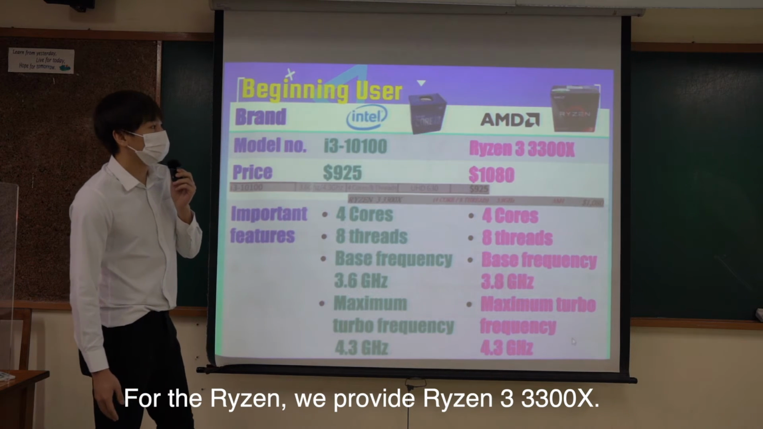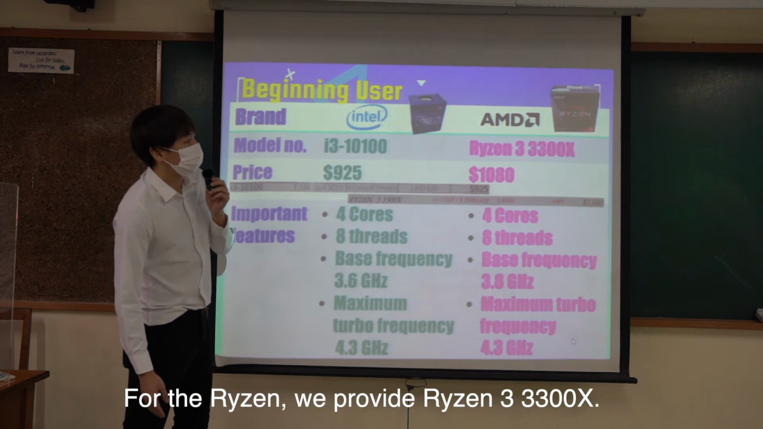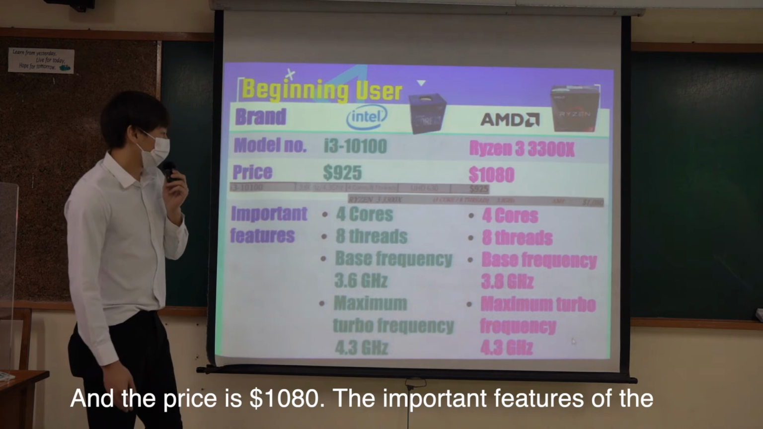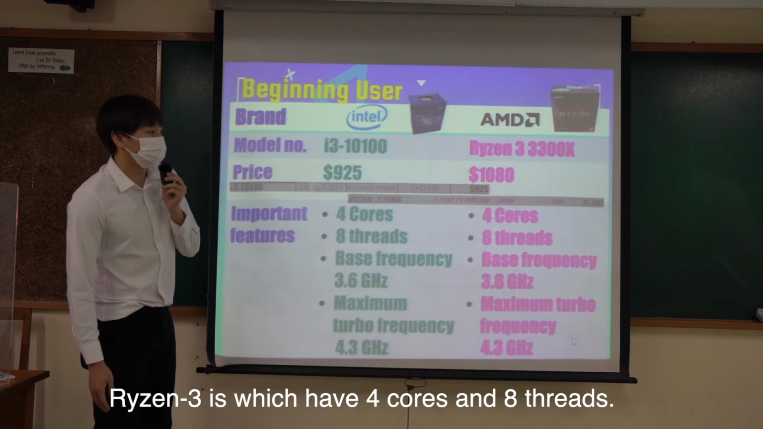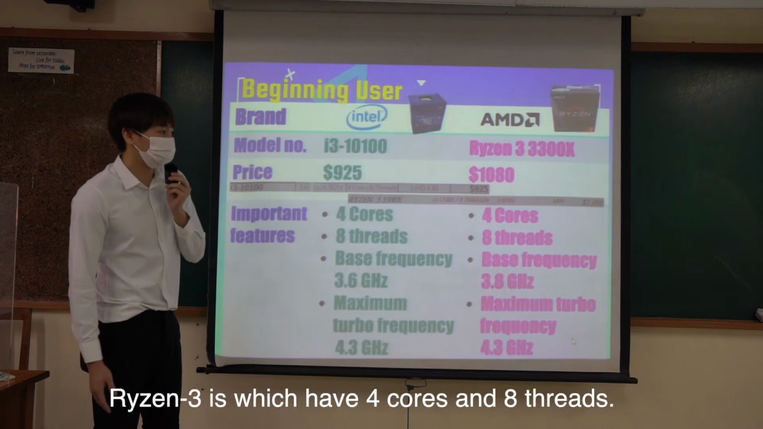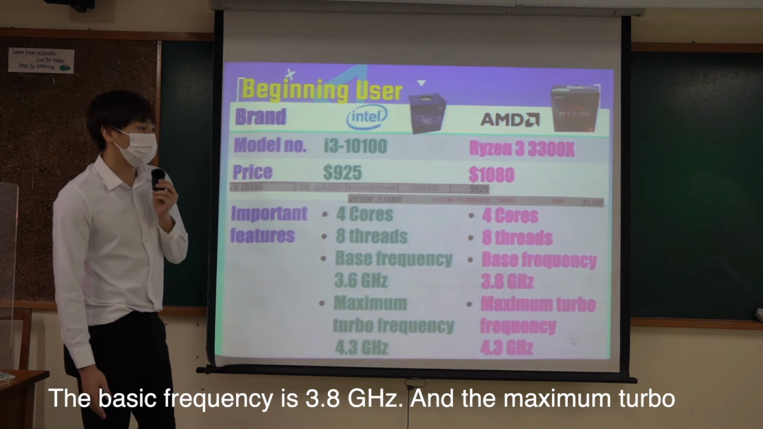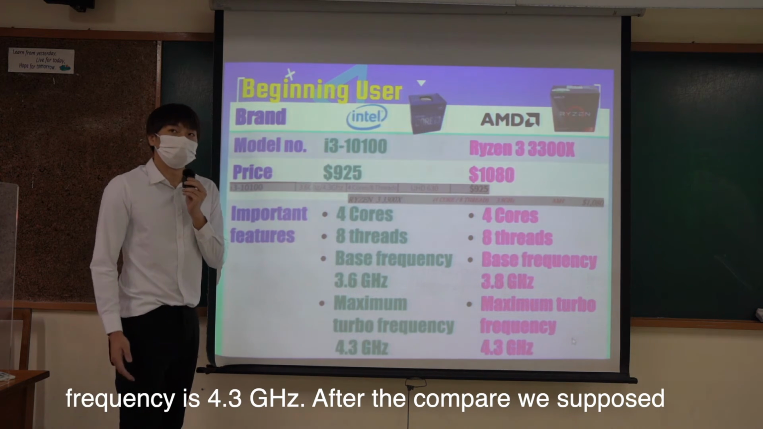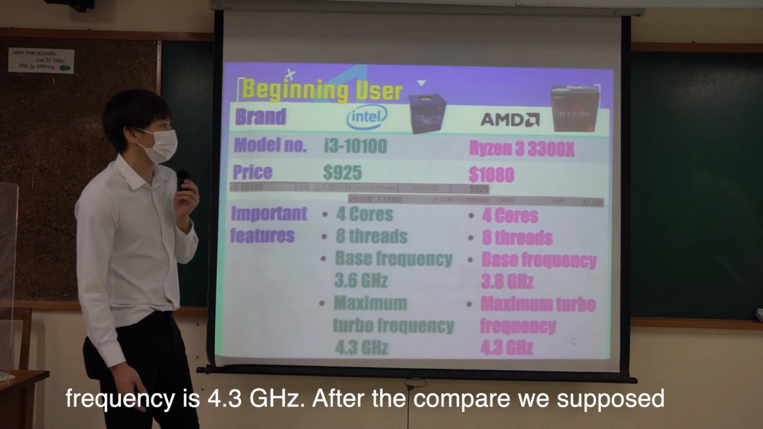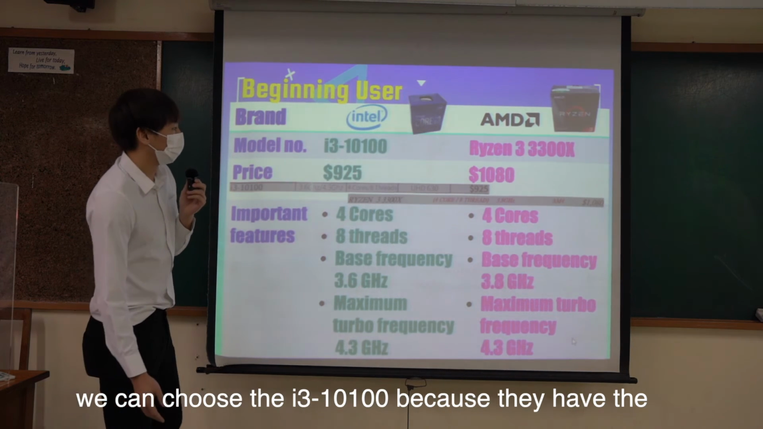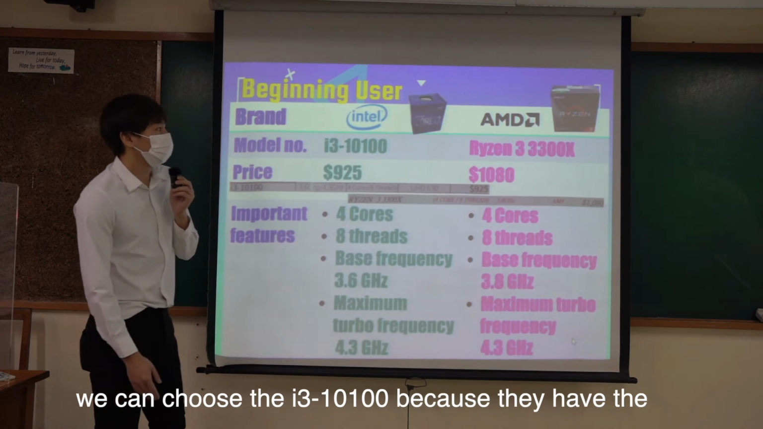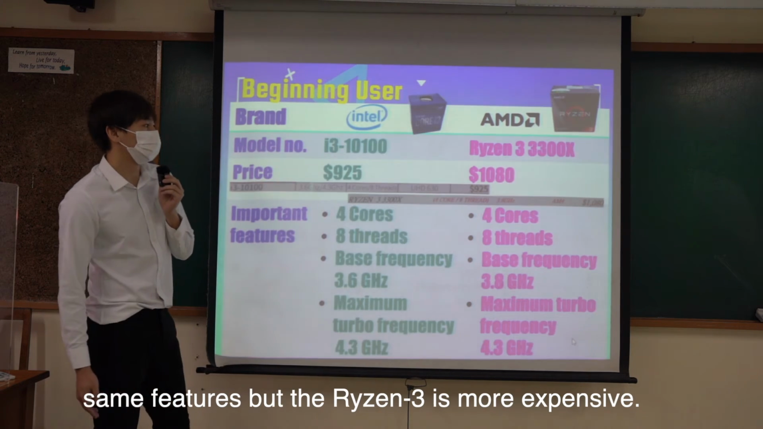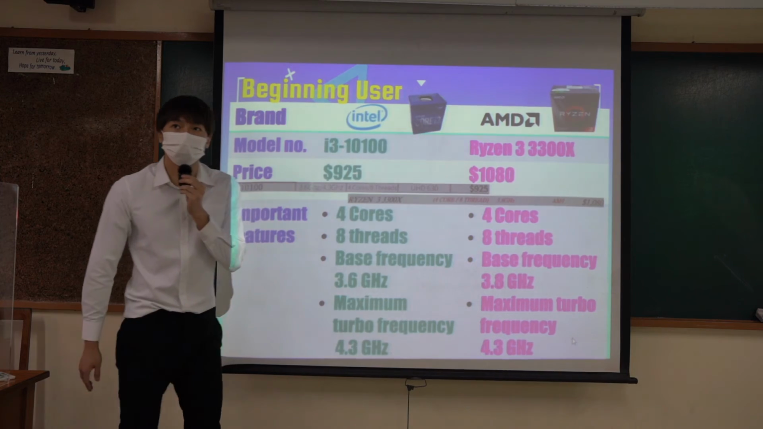And for the Ryzen, we provide the Ryzen 3 3300X, and the price is 1018. The important features of the Ryzen 3 are 4 cores and 8 threads, and the basic frequency is 3.8 GHz, and the maximum turbo frequency is 4.3 GHz. After the comparison, we suppose we can choose the i3-10100 because they have the same features, but the Ryzen 3 is more expensive.